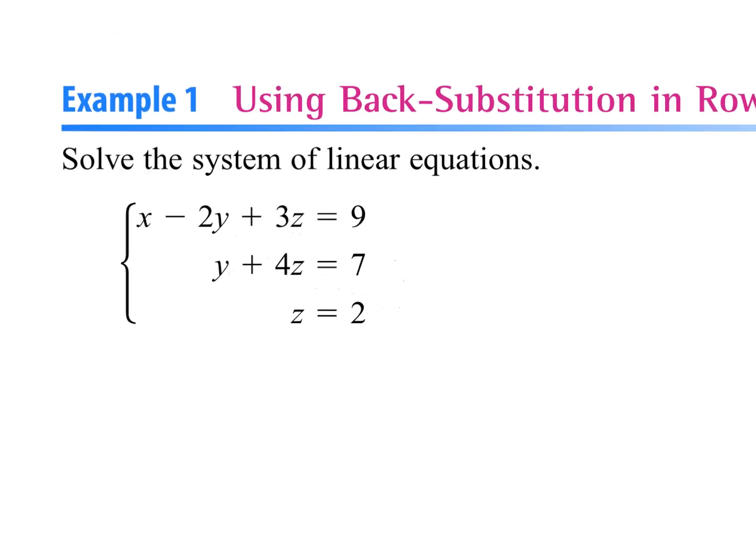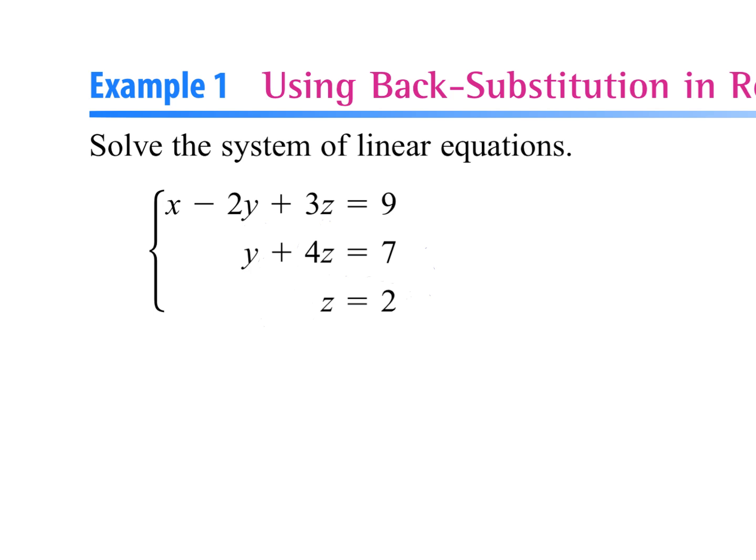So example 1, here we want to use back substitution to solve our system of linear equations. So we always want to start with the one that gives us one variable. Where do you think I'd plug this into? The second equation, perfect, because if we only have one, we can only plug it into an equation with two variables. So we're going to plug it into our z there. So we have y plus 4 times 2 equals 7. So y plus 8 equals 7. What would we do next?